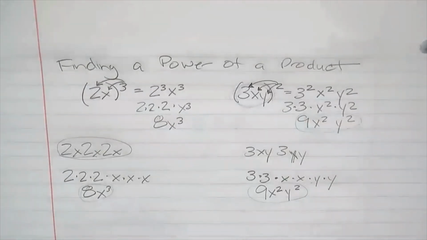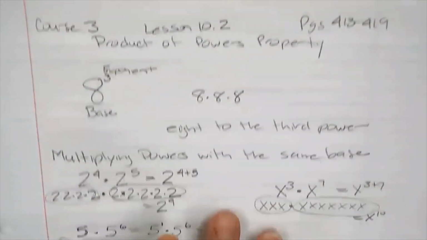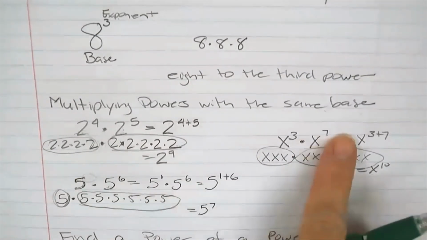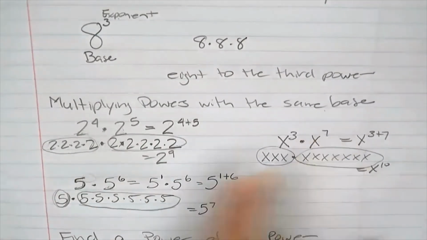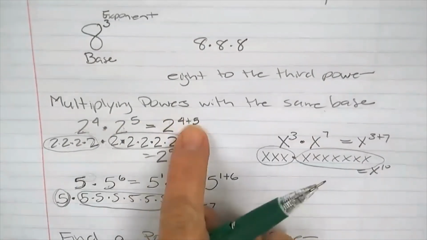So those are the 3 different situations that we will run into today. Multiplying powers with the same base, and when that happens, we add the exponents together.